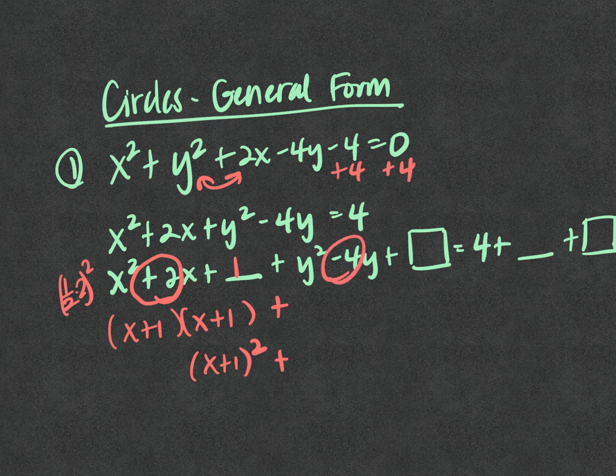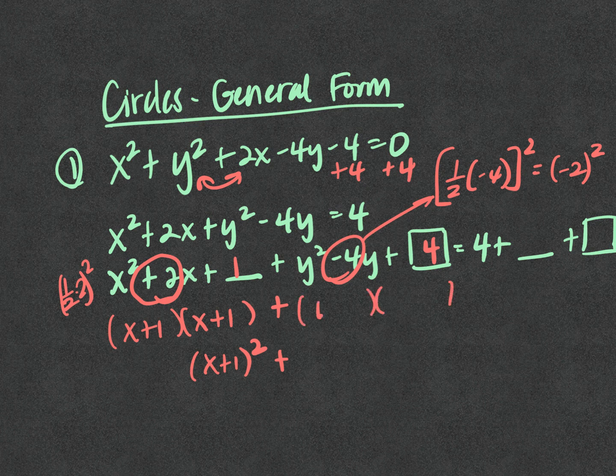Now let's talk about the y. We're going to do half of negative 4, and we're going to take that quantity and square it. Half of negative 4 is negative 2. Squared is positive 4. So we're going to put a 4 in this blank, in this box, and then we're going to factor this. This factors into y minus 2, which is y minus 2 quantity squared. Now what goes in the blank is the 1 from the other side and the 4 from the box on the other side. And 4 plus 1 plus 4 is 9. So we bring that down.